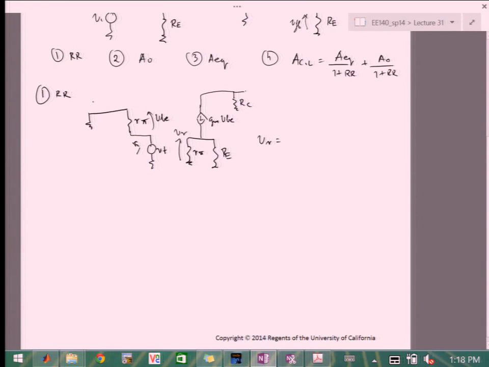So VR will be GM times VBE. VBE is minus VT, times, and then here we're going to have R pi in parallel with RE. All right, so return ratio, by definition, was minus VR over VT. And that's just GM times R pi in parallel with RE.